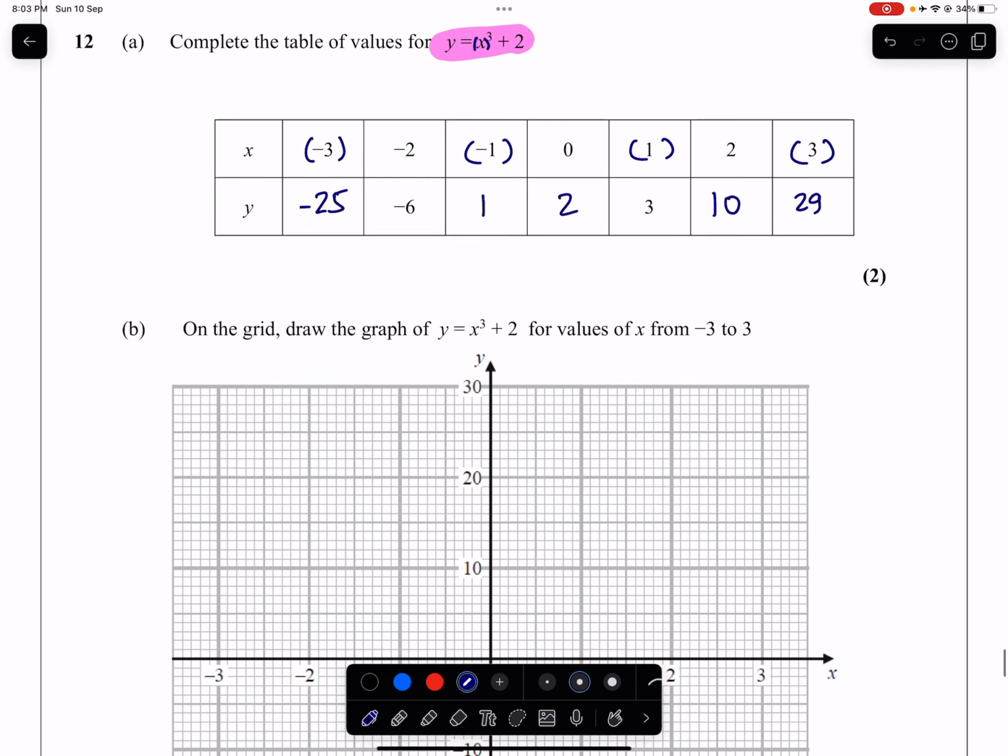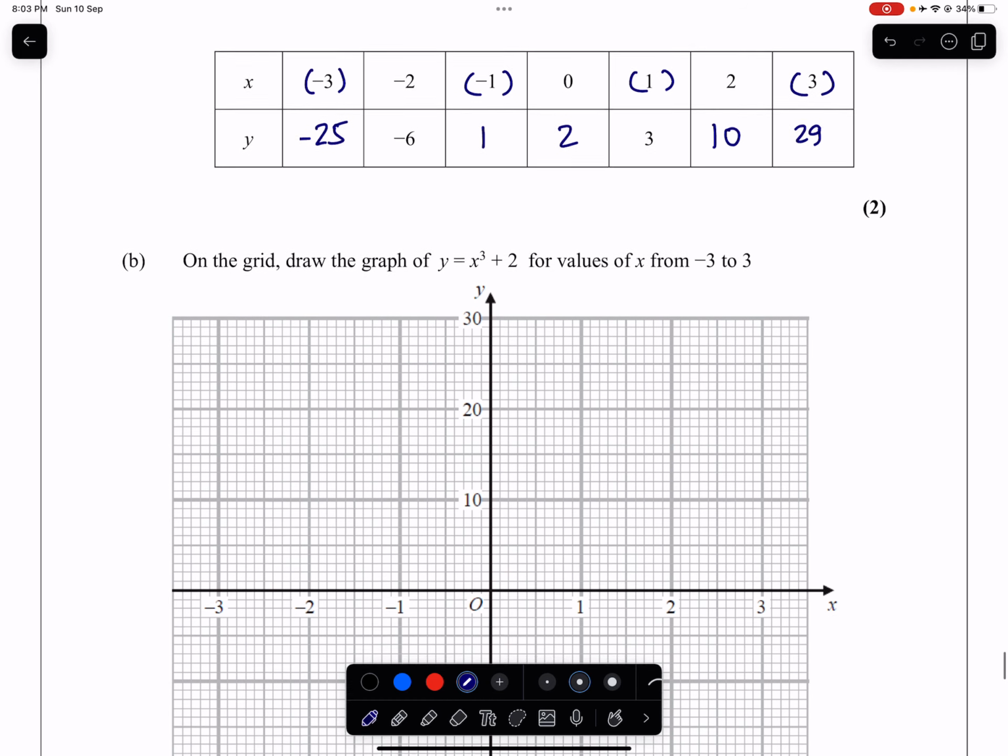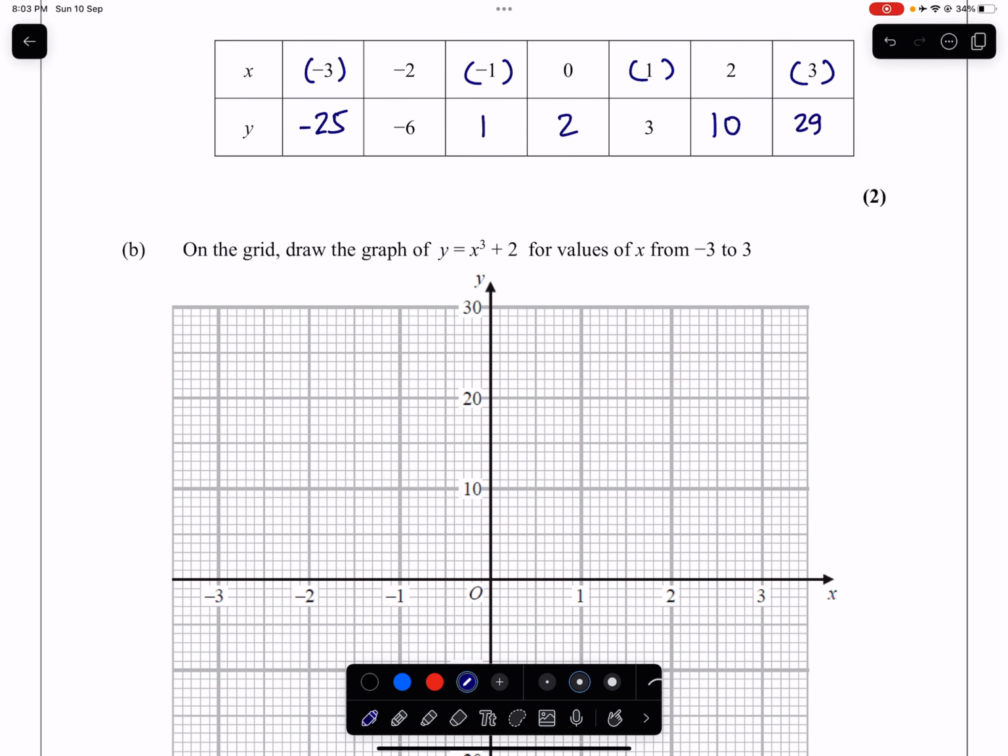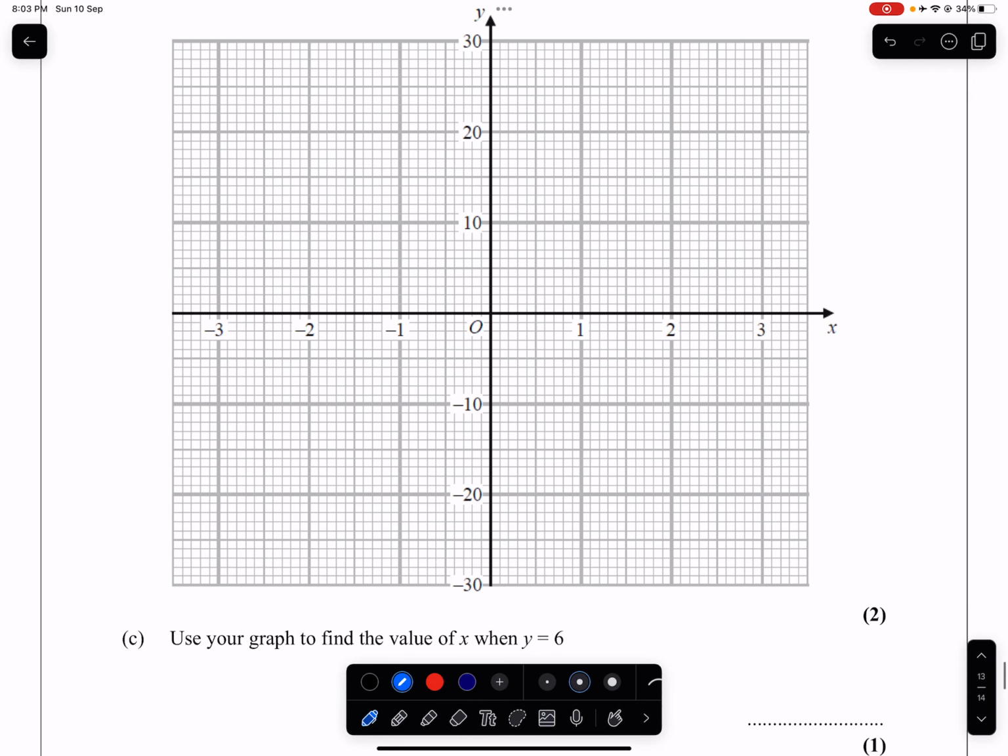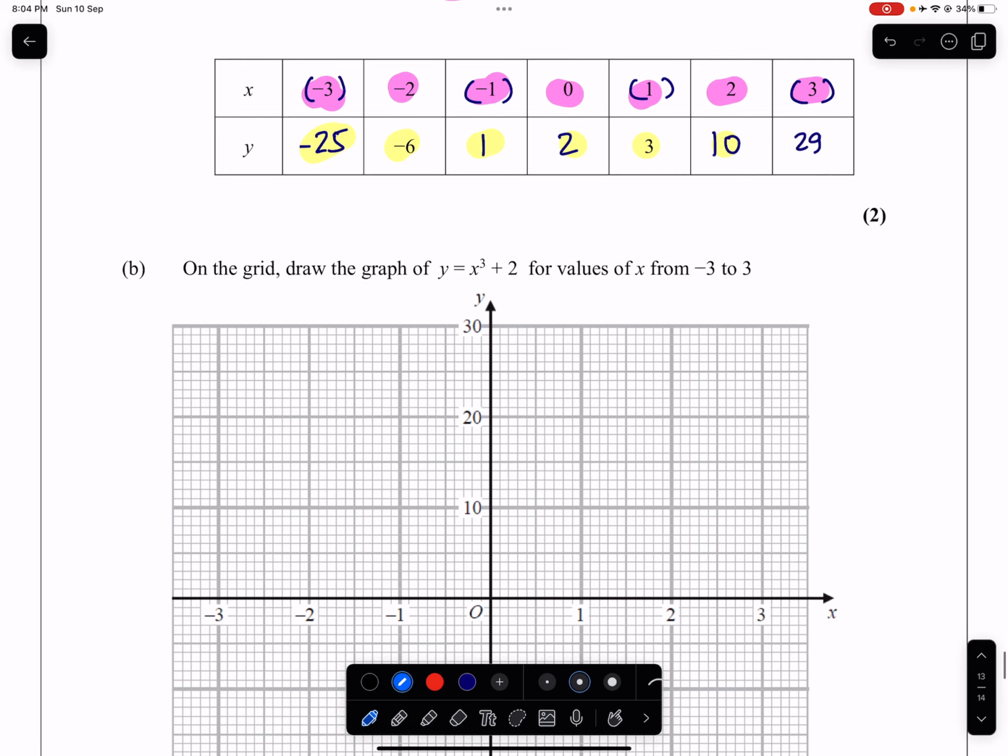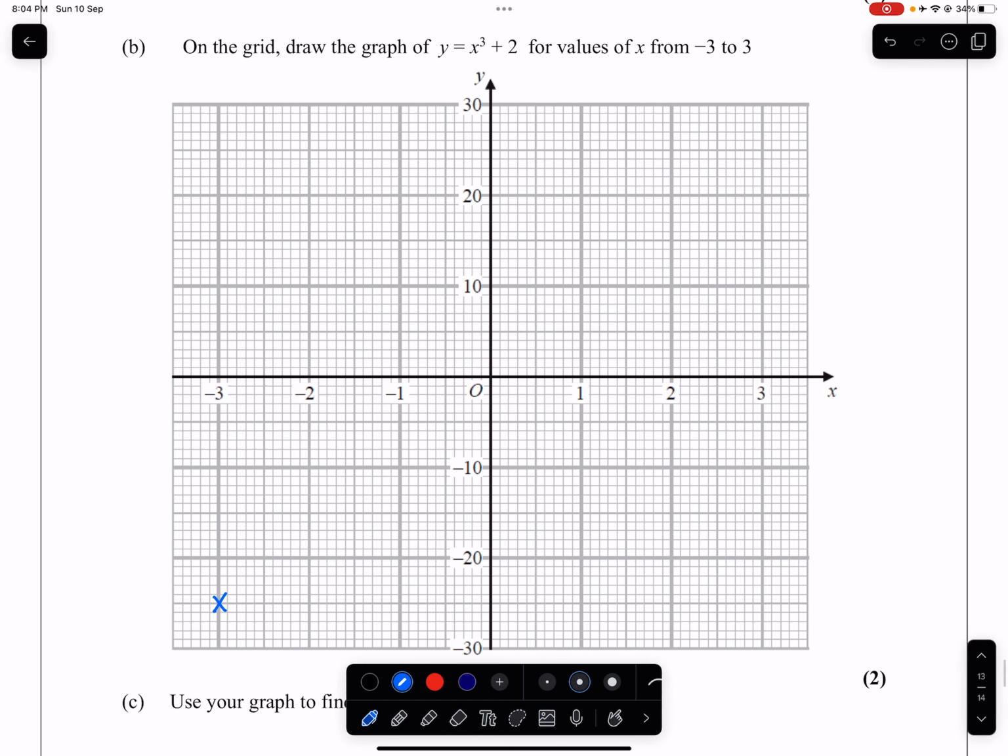Part B, on the grid below, draw the graph of y equals x cubed plus 2. So we're basically going to plot the coordinates, the x coordinates here in pink and the y coordinates here in yellow, plotting these points. So minus 3 comma minus 25 is here. Whether or not you mark them with a dot or a cross, it won't matter either way as long as they are accurate and clear.